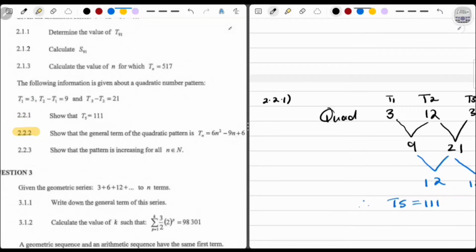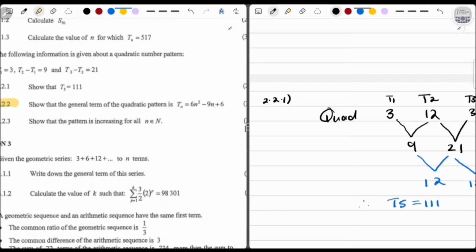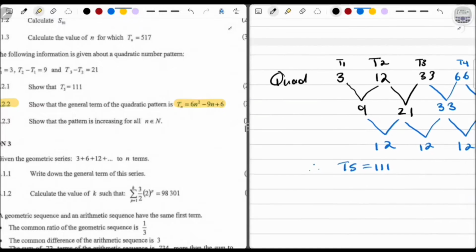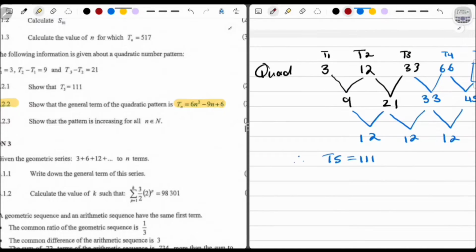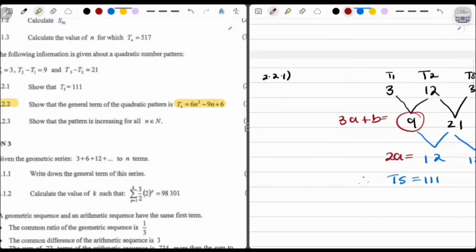The next question, 2.2.2. They say show that the general term of the quadratic pattern is this. You just have to find the general term. We already have all of this simplified. So all you're going to do here is, you see the second constant difference, you're going to make that equal to 2a. Okay, that's the first term, of course, right? And then we're going to look at the first term in this row, and you're going to make that equal to 3a plus b. And then the third term in this row, you're going to make that equal to a plus b plus c.